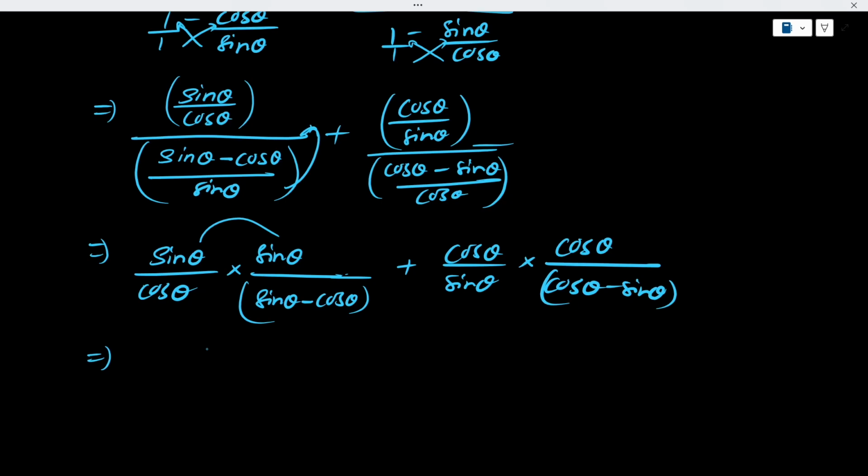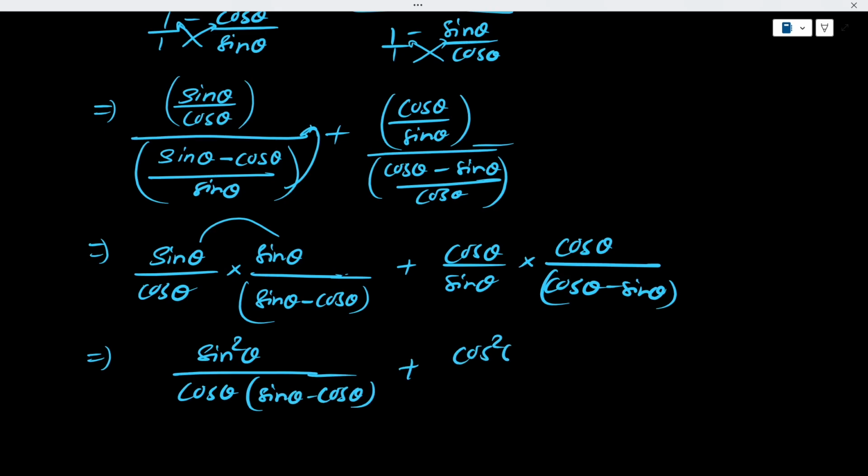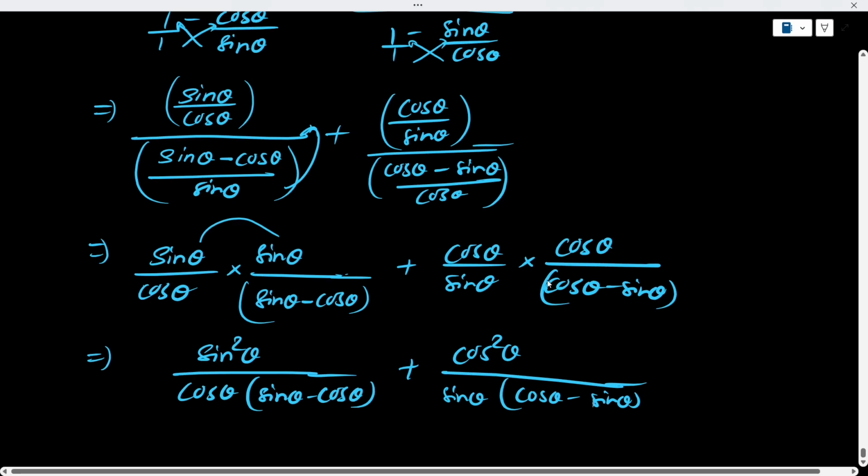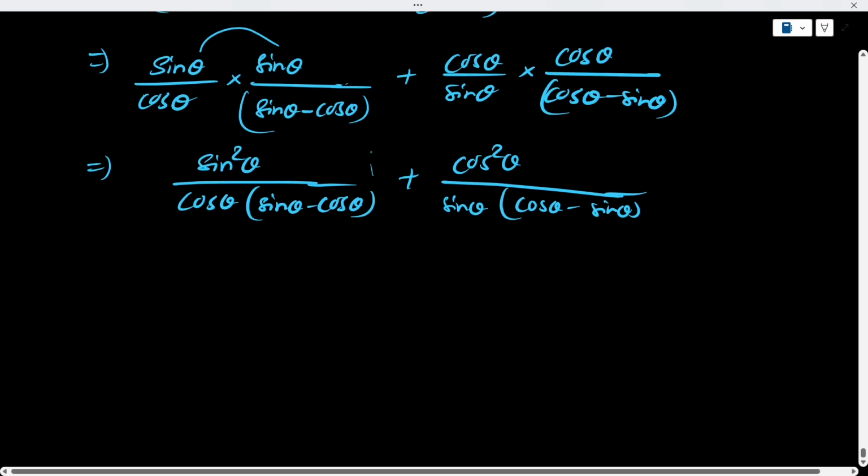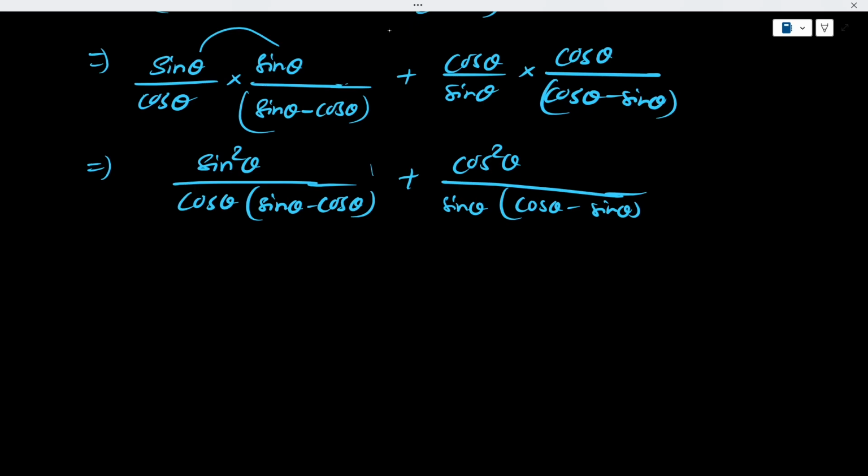After this, if you multiply these two, it will become sine square theta by cos theta times sine theta minus cos theta, right? Plus cos square theta by sine theta times cos theta minus sine theta. Correct? Now, still we are not able to do it. So again, to get the common denominator, if you see, I can multiply here both the terms to get sine theta by cos theta.